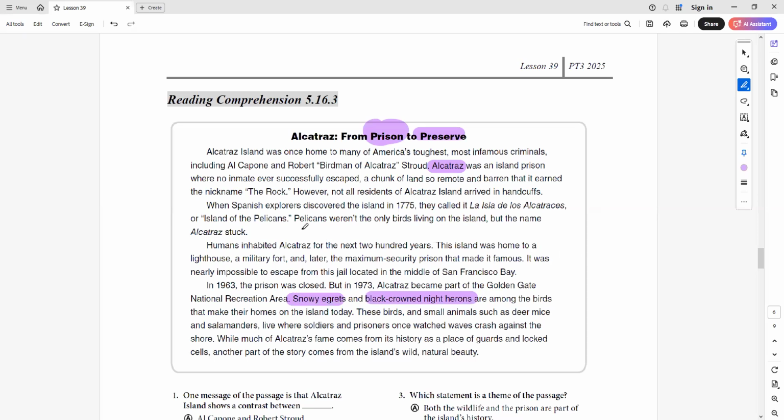But there's another word called pelicans. I don't know whether you know pelicans or not. We try to search for it, pelican. Try to understand it, pelicans. Pelican. It's a kind of bird as well, with a big mouth there.